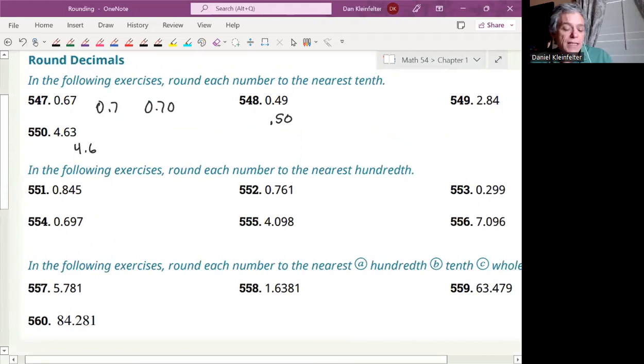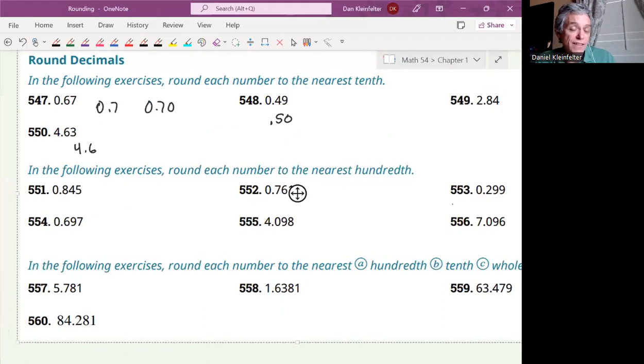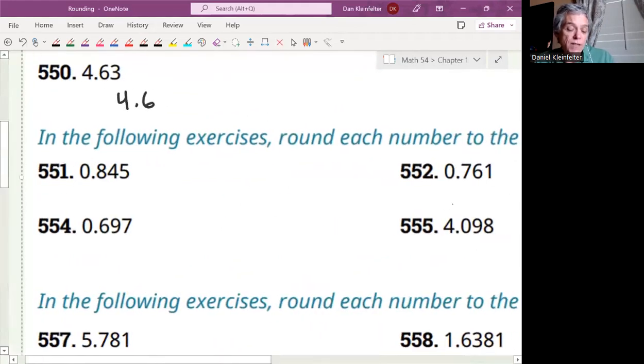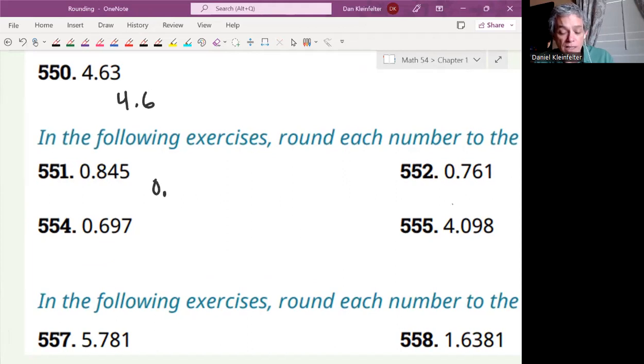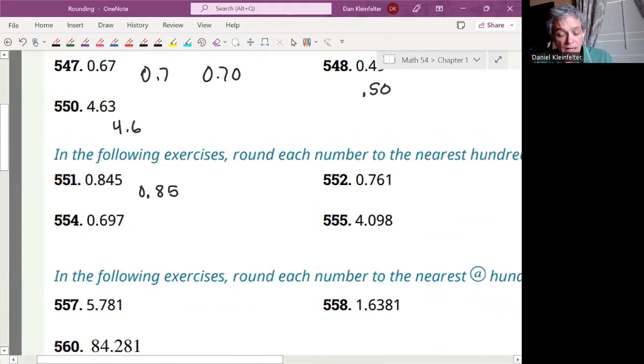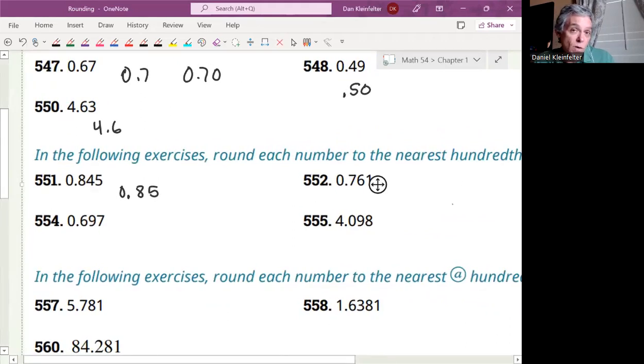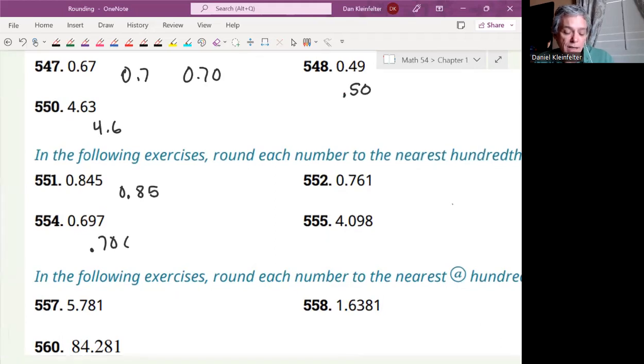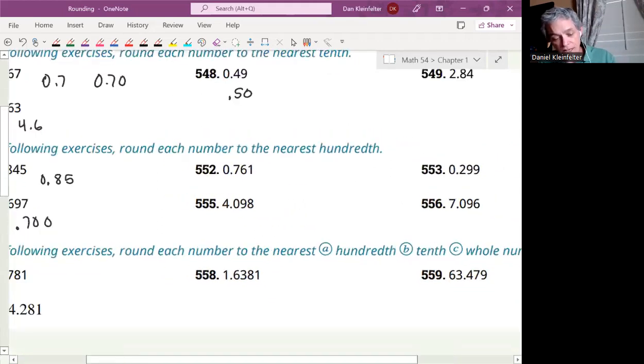In the next group, we're rounding to the nearest hundredth. So 551, that's 0.845. The 5 is in the thousandths place. We're trying to round to the nearest hundredth. And so when it's 5, that's exactly halfway between. The custom is to round up. So we'll call that 0.85. For 0.697, also we're rounding this one to the nearest hundredth. But that hundredth place is already a 9, and so we're going to have to actually change our tenths digit as well. That'll be 0.70. Okay, let's do a couple more of these because those last few were a little tricky.